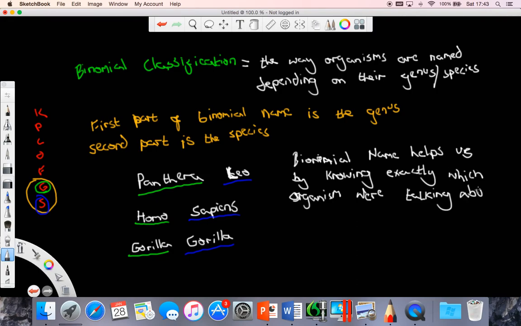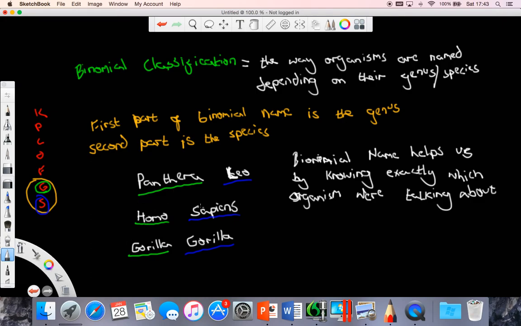So, for example, if you go to Japan and you say Panthera leo, the scientists there, even though they may not speak English, will know that you are talking about the African lion. If you say Homo sapiens, they know you're talking about humans. Okay? It also allows us to see which organisms are closely related.